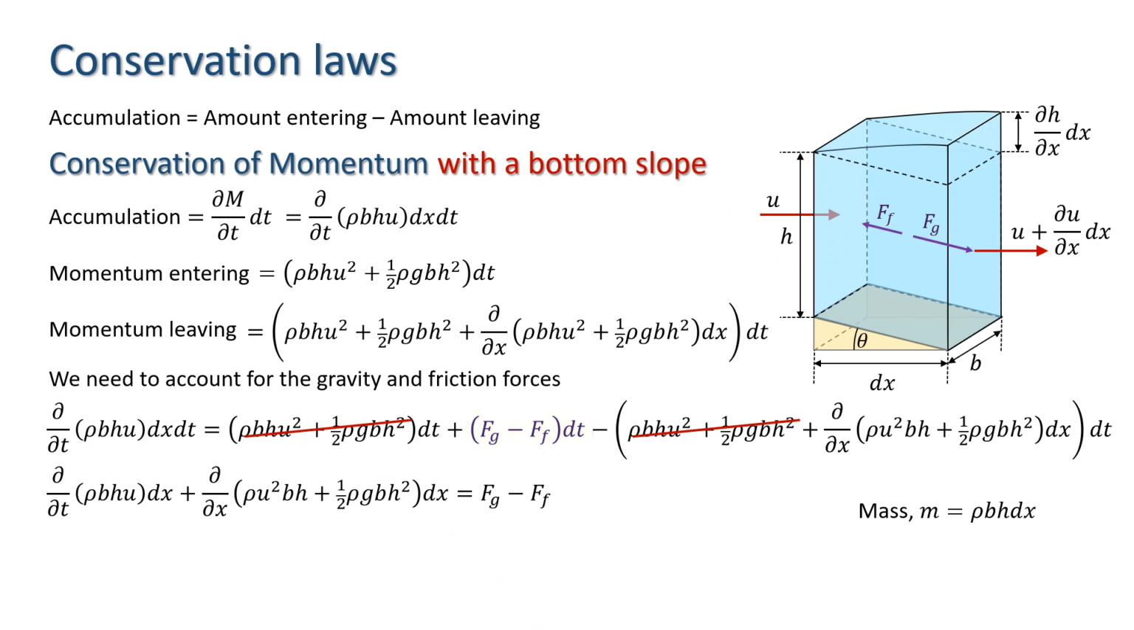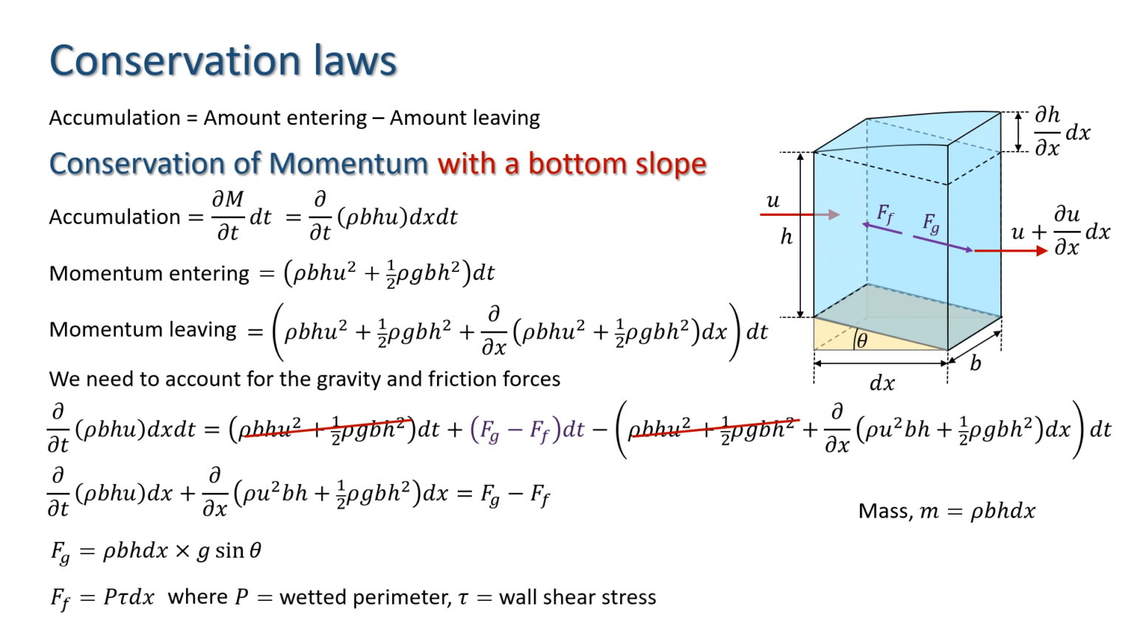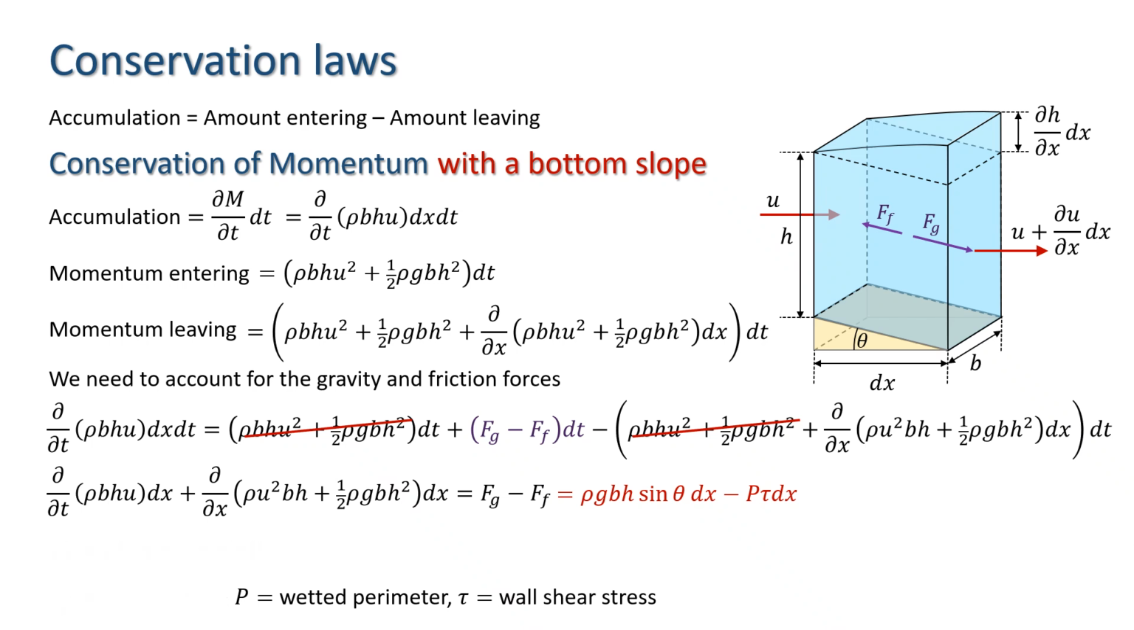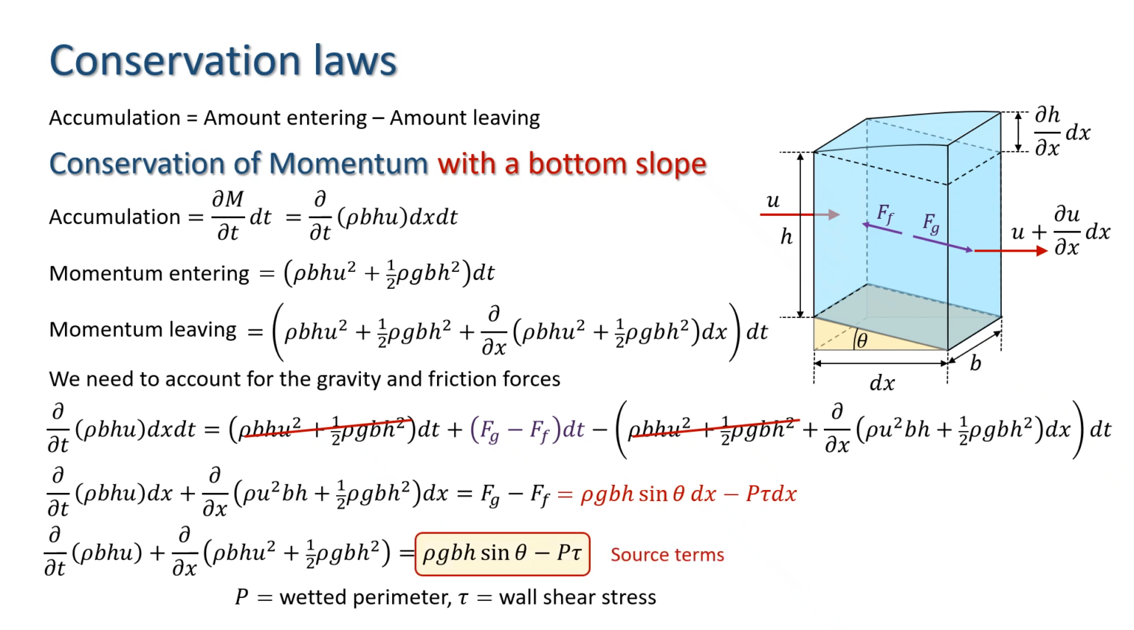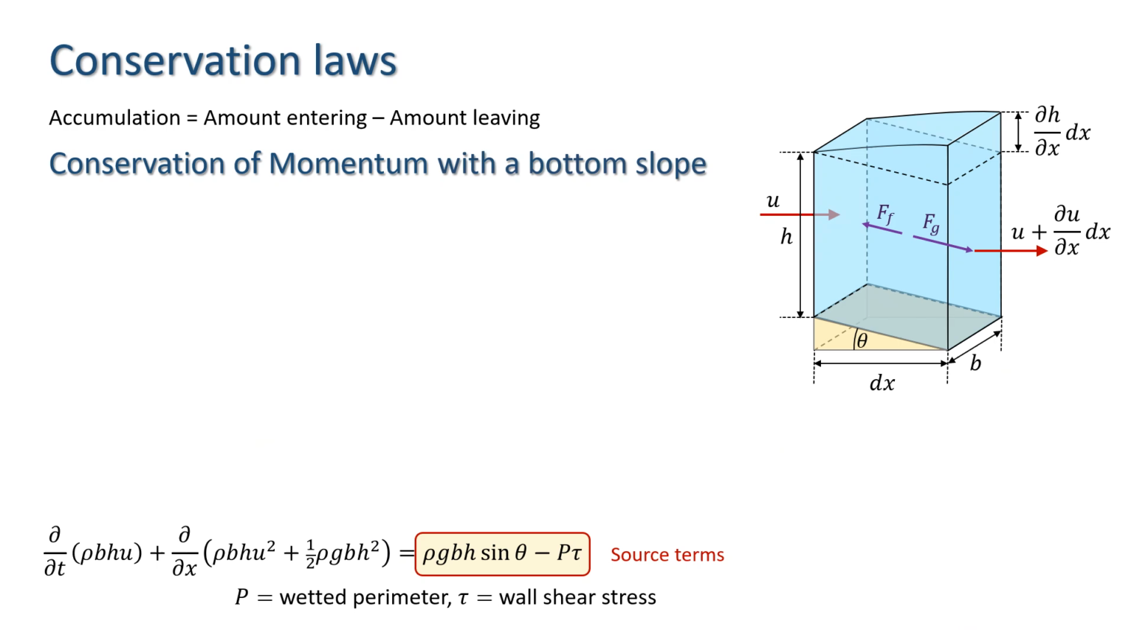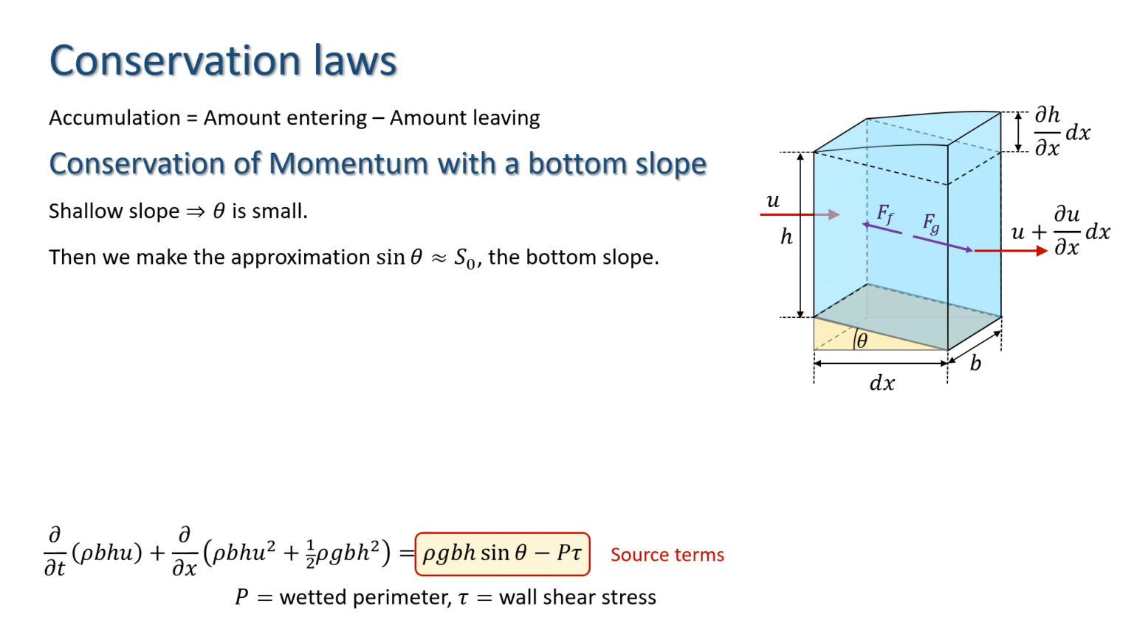Unravelling this further, the gravity force is mass of the control volume, rho bh dx, times g sine theta, and the friction force is P tau dx, where P is the wetted perimeter and tau is the wall shear stress. Thus, we have this equation. And dividing throughout by dx, we have this equation. The terms on the right-hand side are known as source terms due to the bottom slope.